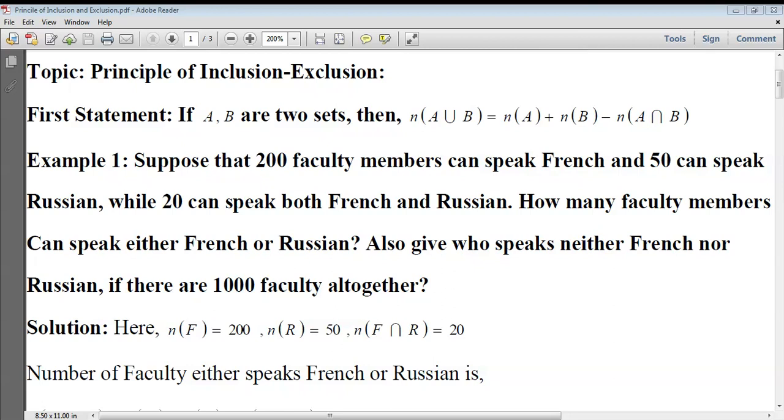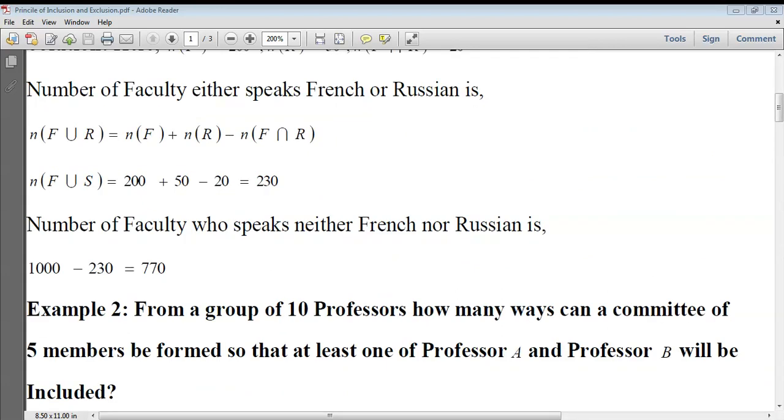Number of faculty who can speak French is 200, who can speak Russian is 50, and who can speak both Russian and French is 20 members. Now let us find number of faculty who can speak either French or Russian. So number of faculty who can speak either French or Russian is given by n of f plus n of r minus n of f intersection r. So it is 200 plus 50 minus 20.